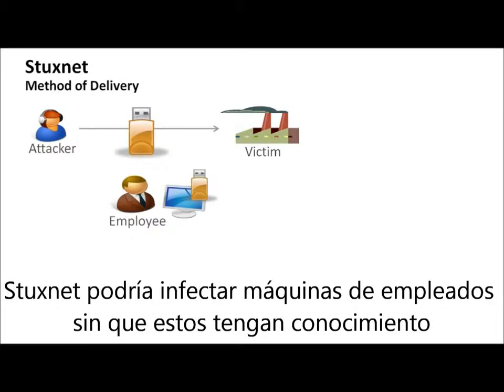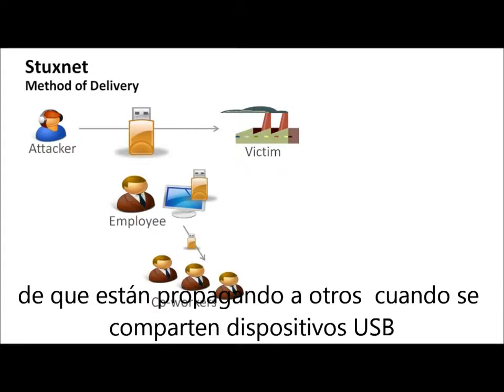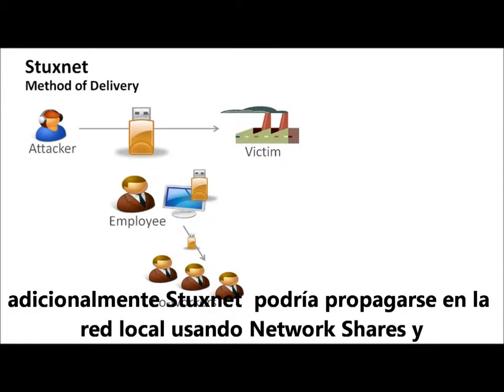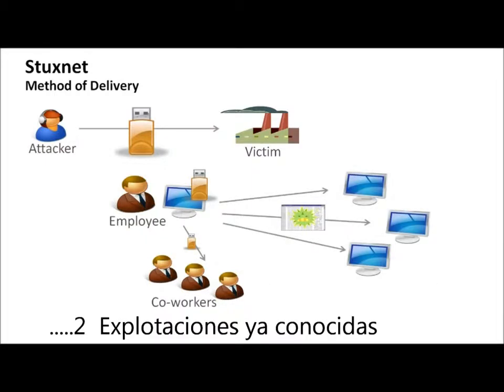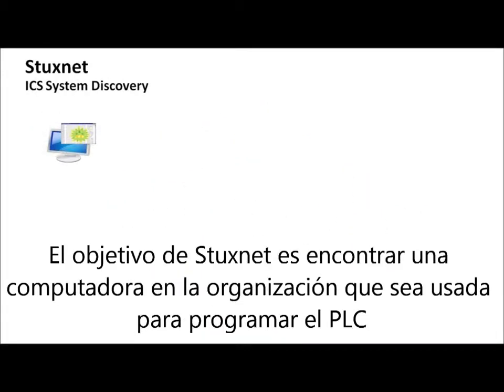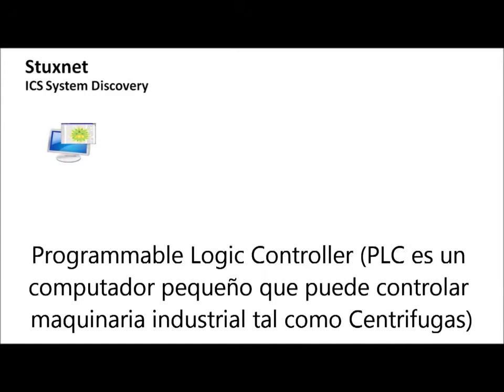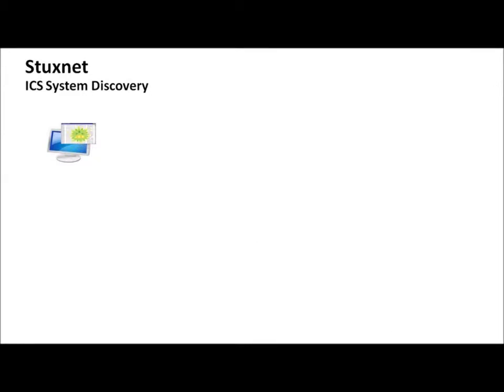This employee would unknowingly spread it to other coworkers' computers when sharing USB keys. In addition, Stuxnet could spread on the local area network using network shares and 2 exploits. Stuxnet's goal is to find a computer in the organization that is used to program a PLC, or a programmable logic controller. A PLC is a small computer that can control industrial machinery such as pumps and centrifuges.